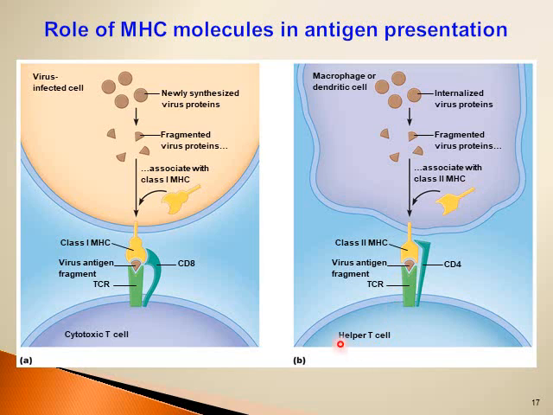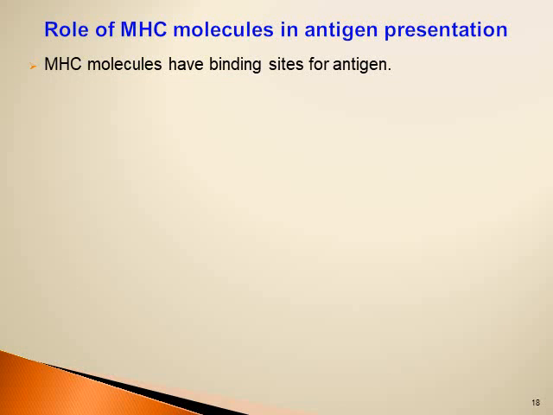Then the helper T cell that has the specific T cell receptor for that virus or bacterium antigen, and with the help of CD4, will recognize that viral antigen that is bound to the class 2 MHC, and the helper T cell now becomes activated. So MHC molecules have binding sites for antigens, as we saw in the previous slide. MHC plus antigen will then translocate to the surface, or will present the antigen on the surface.